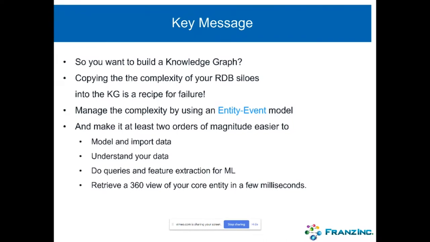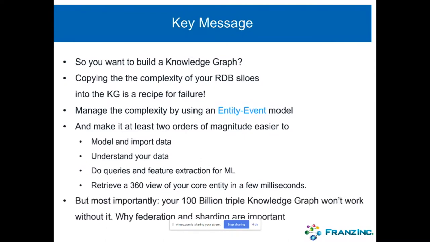And once you adhere to this particular entity event model, then I make the crazy claim that it gets at least two orders of magnitude easier to model and import your data, to understand your data, to do queries and feature extraction for machine learning, and retrieve a 360 view of your core entity in just a few milliseconds. Most importantly, when people start building knowledge graphs, they quickly realize they're going to get into the tens or maybe even hundreds of billions of triples in the knowledge graph, and it just won't work in a single repository. So you need some mechanism. In our case, that is federation and sharding in a distributed graph database to make that happen.